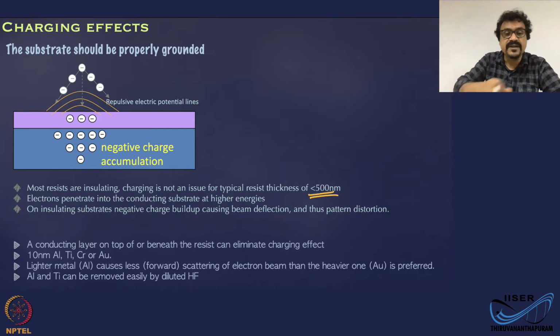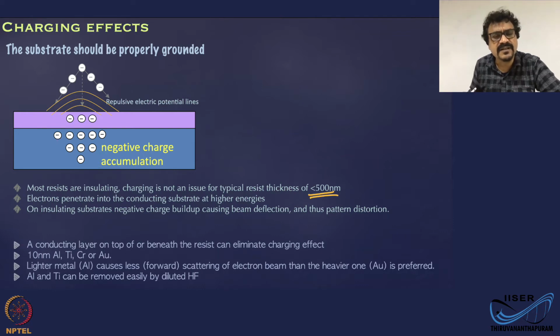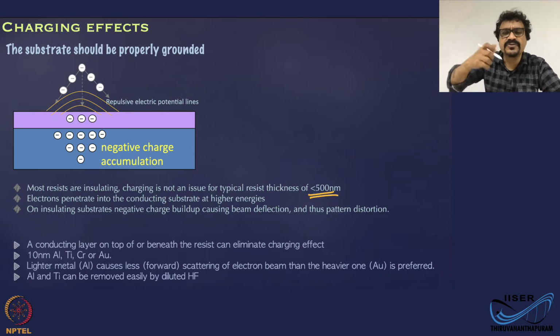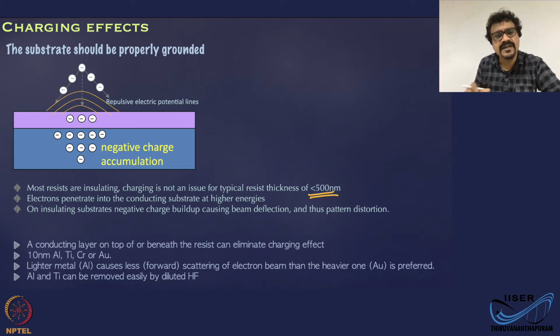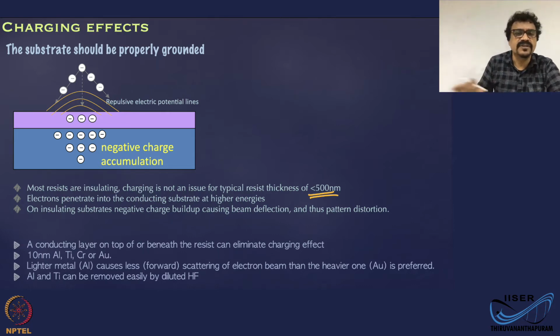Okay, and after that you can coat a very thin layer of gold, a few nanometers of gold or chromium, titanium or any other metal which you can easily remove. This thin metal will not pose any hindrance to the electron beam. It will be transparent and pass through, but the charge neutrality, or the charge grounding, will be taken care of by the metallic nature of this layer.